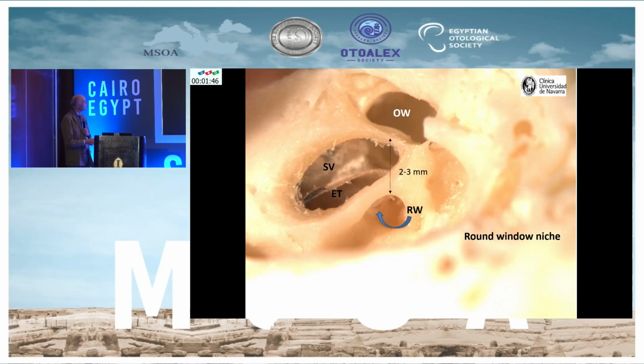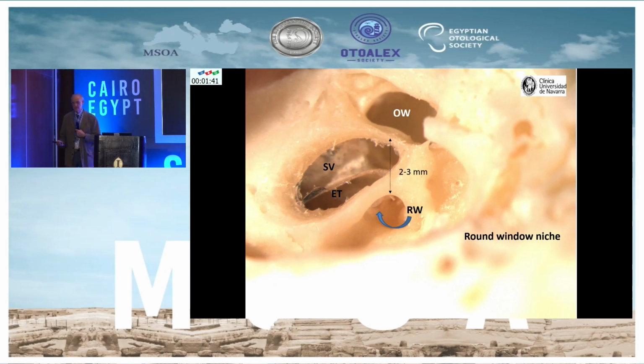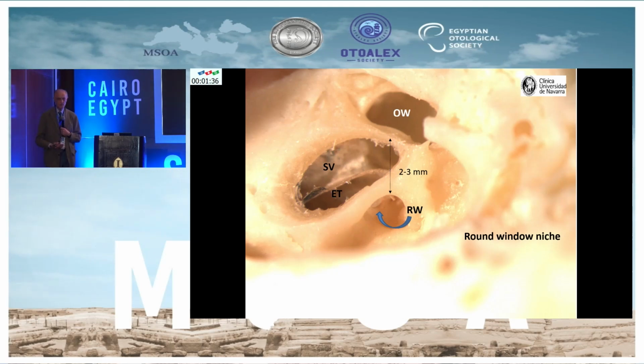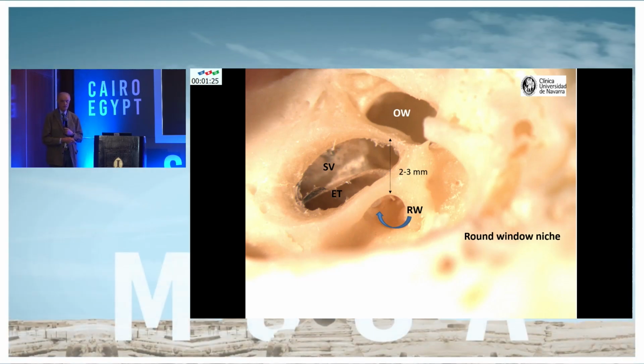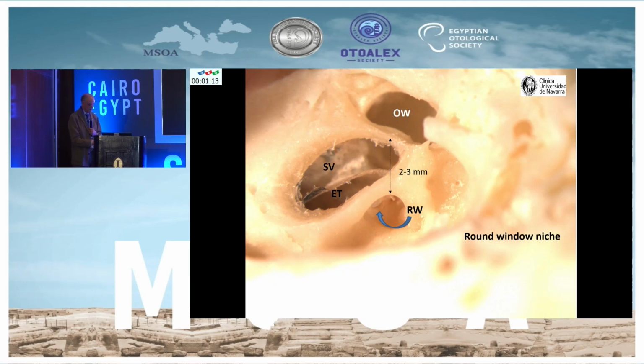How do we localize this area, especially in difficult cases where we have inflammation or difficult anatomy? The main landmark is the oval window. In most cases, the distance between the inferior part of the oval window and the superior part of the round window niche is 2-3 millimeters. In this area, we find the round window membrane, which is the entrance to the scala tympani.